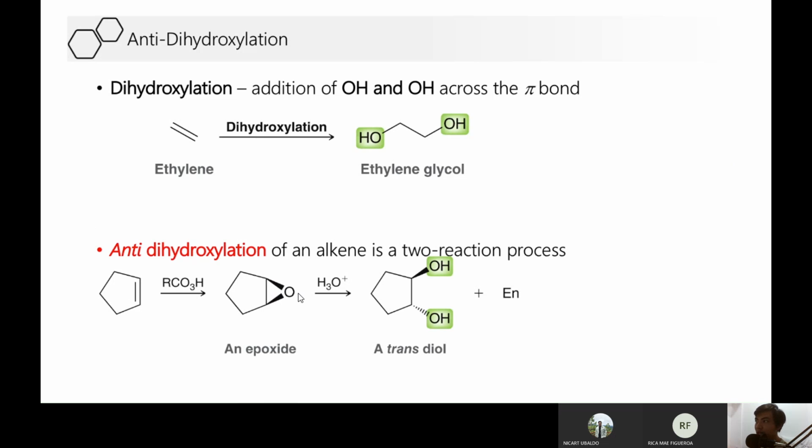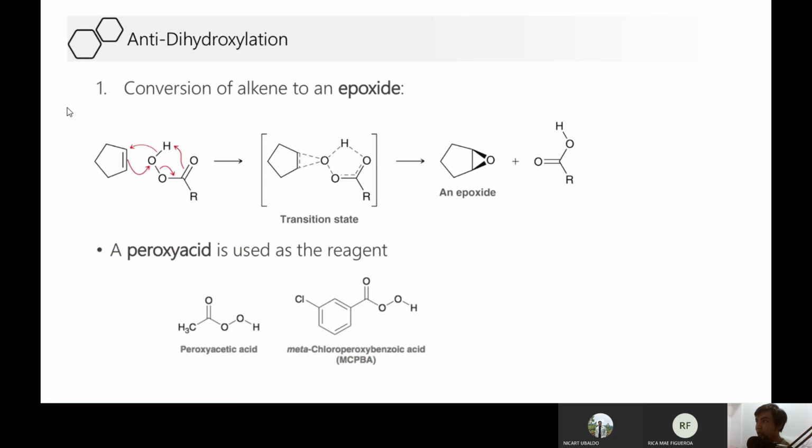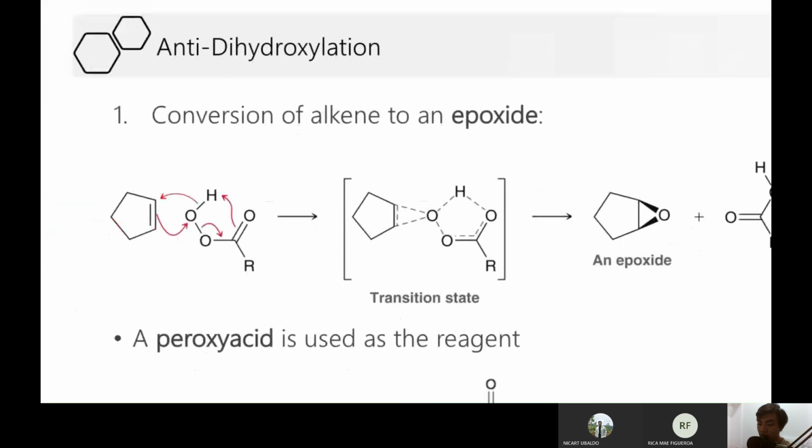Okay? Then what happens next is that your epoxide reacts with your acid, no? Kasi acid to. So magre-react siya with other acids, no? To form what's called the anti-dihydroxylation product, no? Or the trans-diol, no? So yan. Mapakita natin yung individual processes, no? So the first process is that your alkene will react to your peroxy acid. Ano yung itsura ng peroxy acid? Tatlong oxygen meron doon.